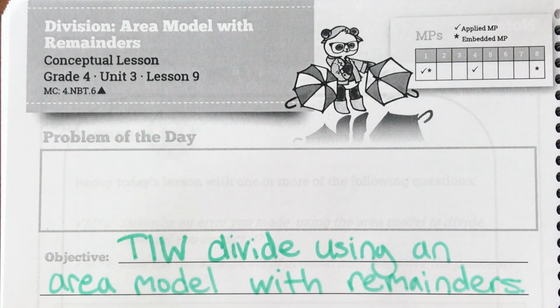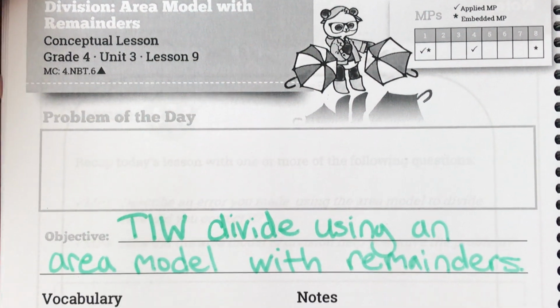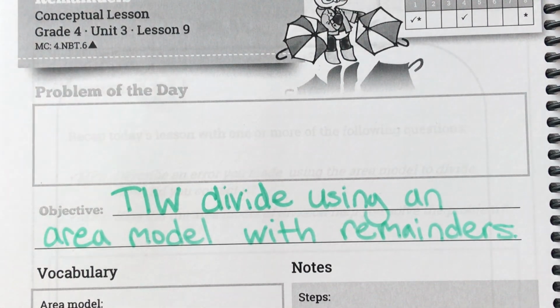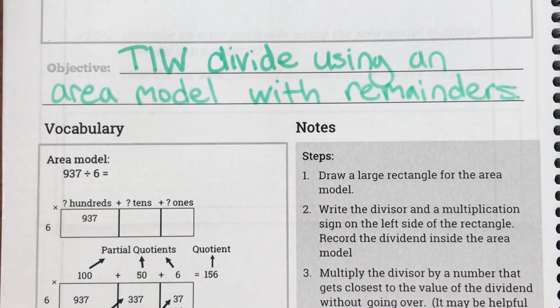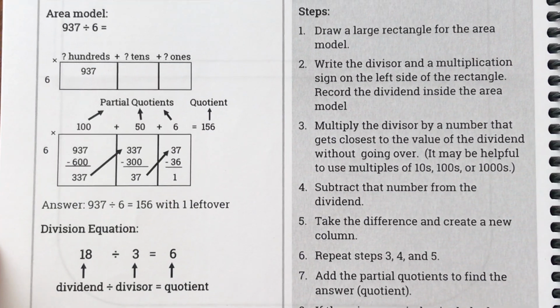Okay, so ladies and gentlemen, we've actually done both of these things before. We've just divided with an area model in our last lesson. And a few lessons ago, we divided and we had remainders. So we have done both of them. We're just now going to put them together. We don't have any new vocabulary.